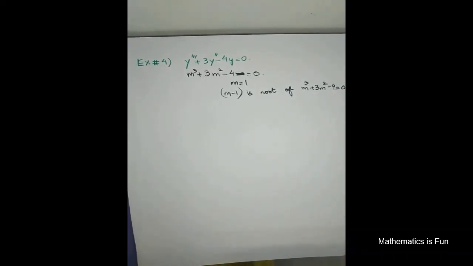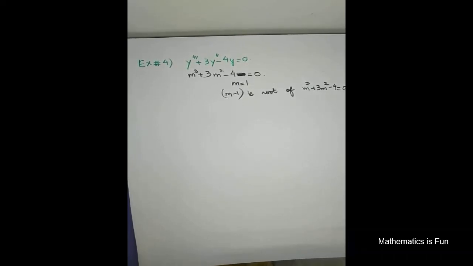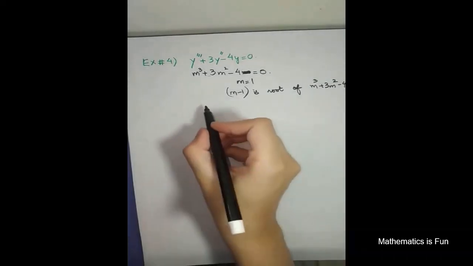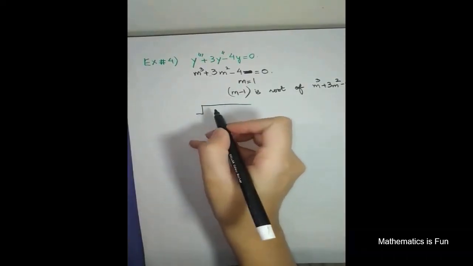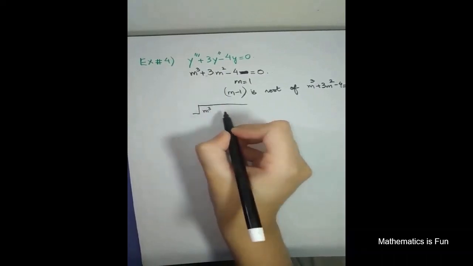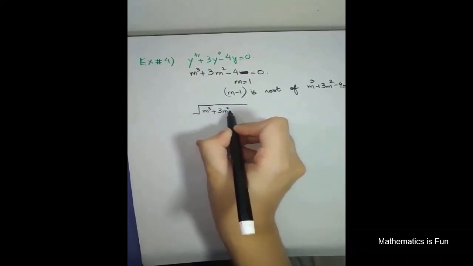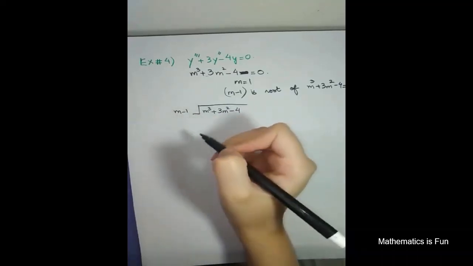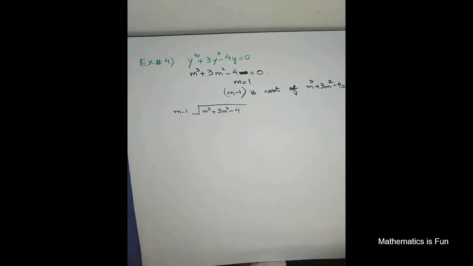The remaining two roots will be determined by a division process, dividend, quotient and remainder. The second way is by using synthetic division. You can use either one; division is simple. So in the dividend I'm writing m cube plus 3m square minus 4, and m minus 1 is the divisor. It divides, and the rest of the roots will come from the quotient.